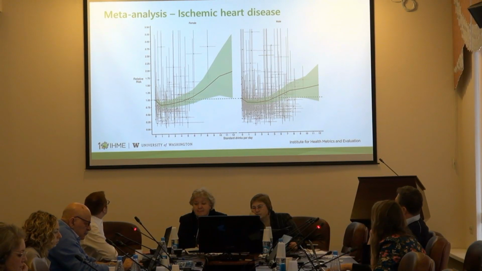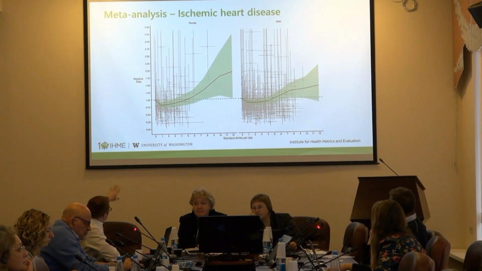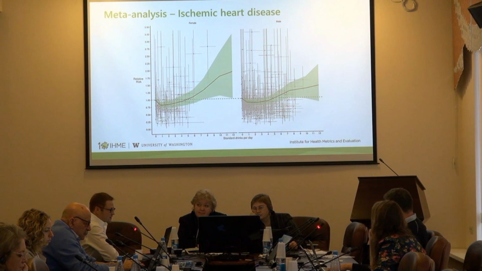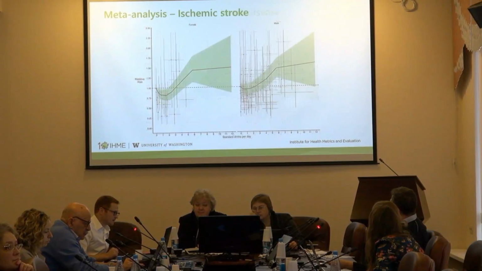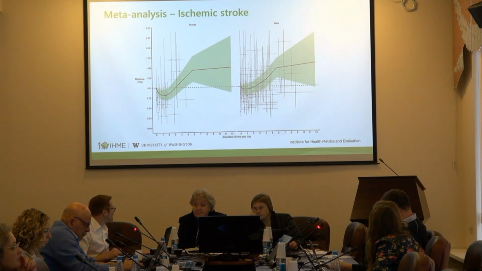This is the relationship between alcohol consumption in standard drinks per day and ischemic heart disease, with females on the left and males on the right. The data are very, very messy. They're very heterogeneous, and you can see the confidence intervals for our estimates are very, very wide. This is also true of stroke. It's a messy association, lots of heterogeneous data, big, big confidence intervals.